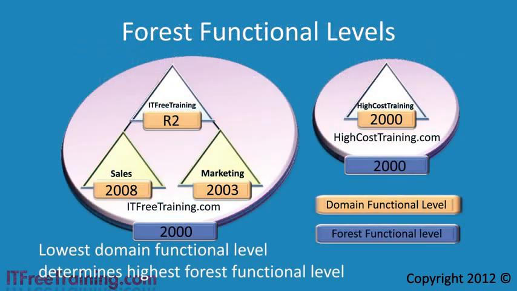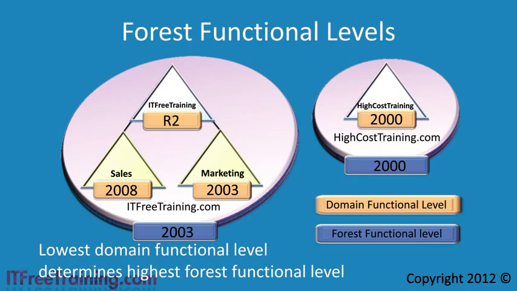If I go back to my example, let's say I want to put a forest trust between High Cost Training and IT free training. In order to do this, I would first need to raise the forest level of both forests to Windows Server 2003. Currently, in the IT free training forest, the lowest domain functional level is Windows Server 2003. In order to raise the forest level to Windows Server 2003, all I need to do is raise the forest level. No more work needs to be done because all of the domains are already Windows Server 2003 domain functional level or higher.